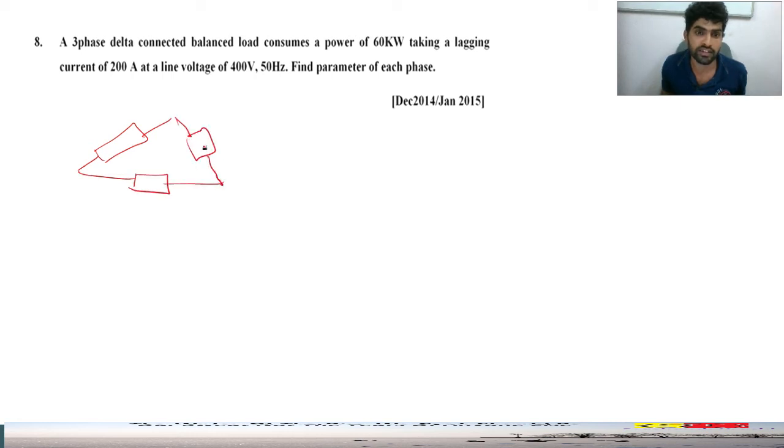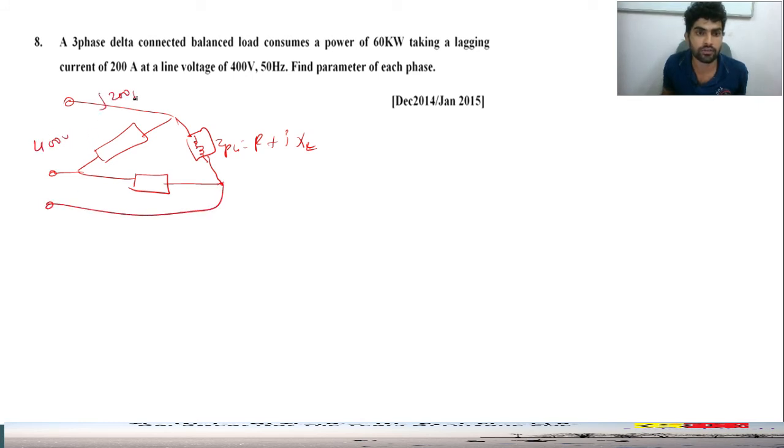So inside there will be a resistance and an inductance, right? That is Z phase. Z phase is equal to R plus JXL, right? So the supply voltage given is 400 volts, current is 200 amps, 50 hertz, and power taken is 60 kilowatts, right? So this is a delta connected system. We need to calculate this R and then XL. These are the parameters in each phase, right?